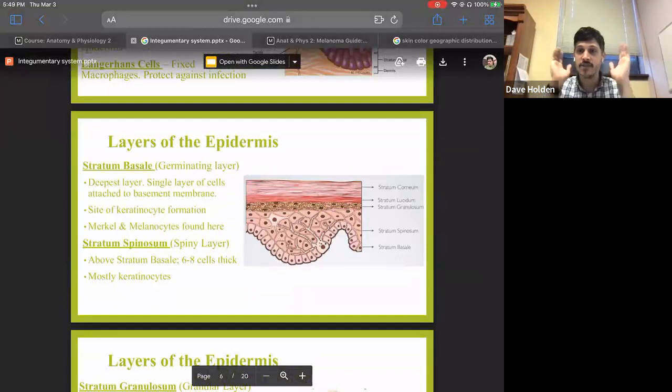All right, everything I have just explained to you, we're going to rehash it right here. So we start with stratum basale, the germinating layer, also known as stratum germinativum. This is the deepest layer. It is a single layer of cells attached to the basement membrane. It is the site of keratinocyte formation, meaning that's where skin grows. That's where all your new skin comes from. Merkel cells and melanocytes are found here. Next, we have stratum spinosum, the spiny layer. This is above stratum basale, 6 to 8 cells thick, mostly keratinocytes.